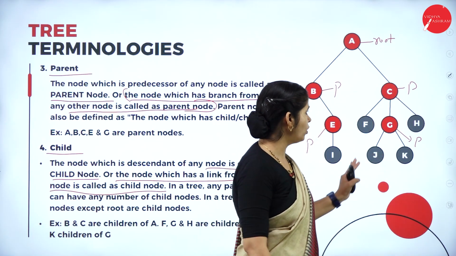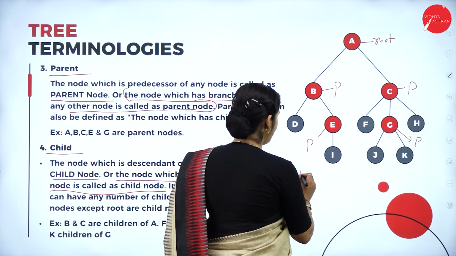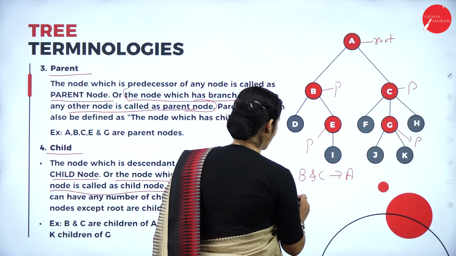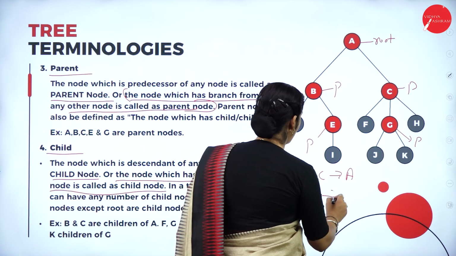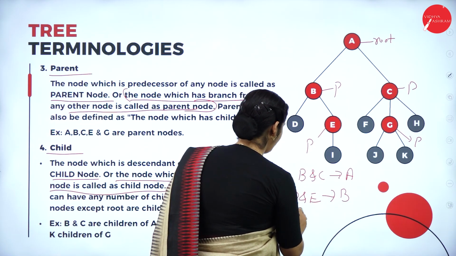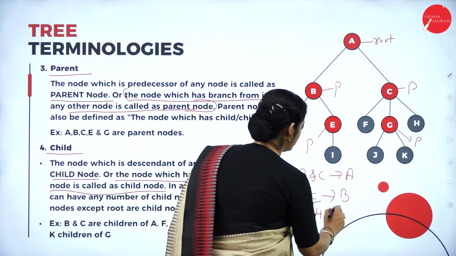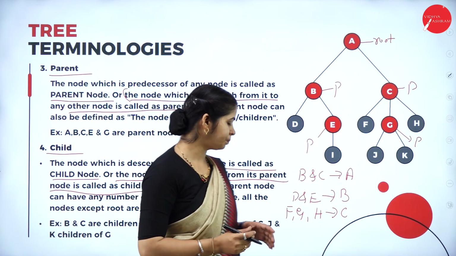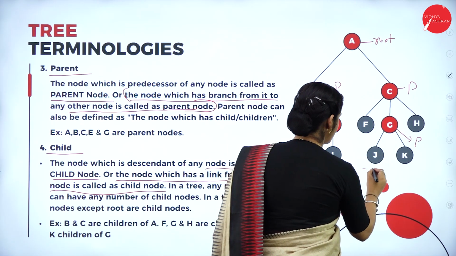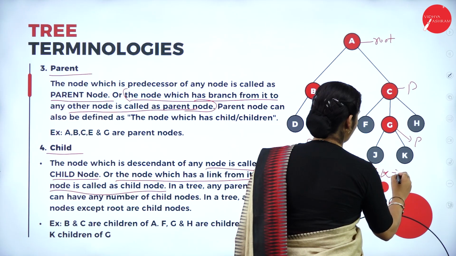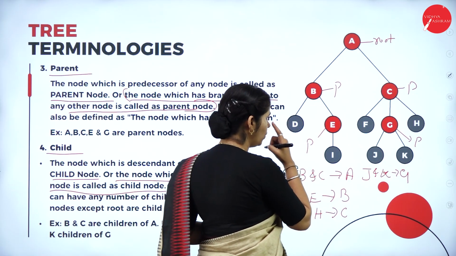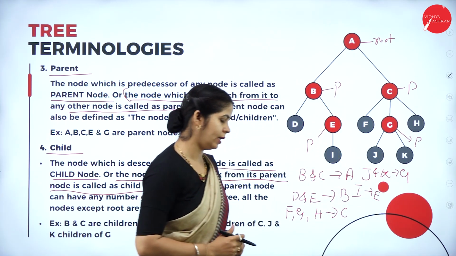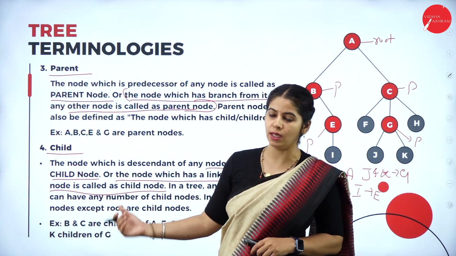In this particular tree, what are all the child nodes? B and C are children of A, and D and E are children of B. F, G, H are the children of C. Like this, you will have child nodes. Fine. So next, here we have J and K, the children of which node? Node G, which is a parent node. And I is a child of which node? Node E, which is a parent node again. So it's clear what a parent and what a child is.